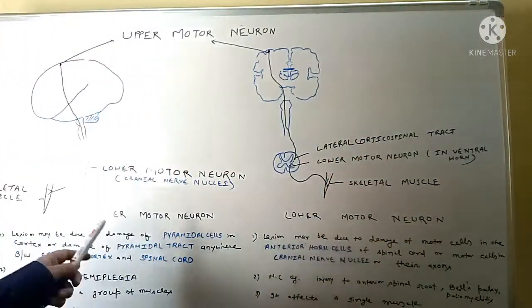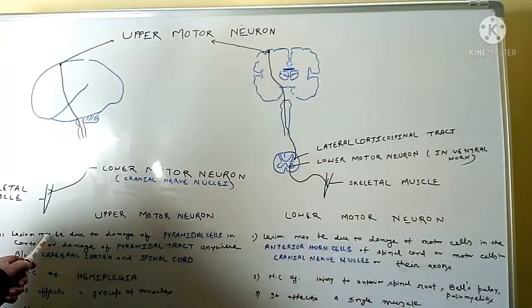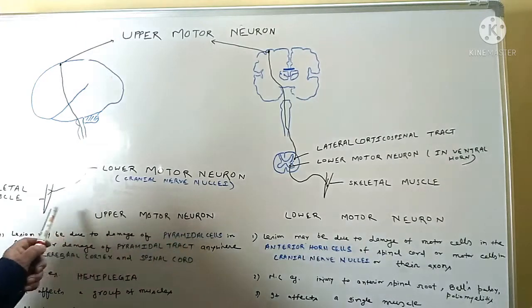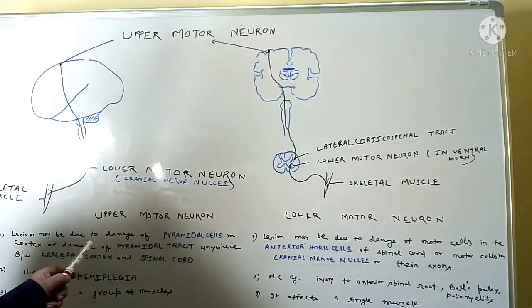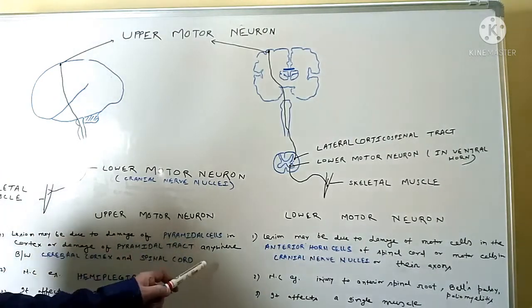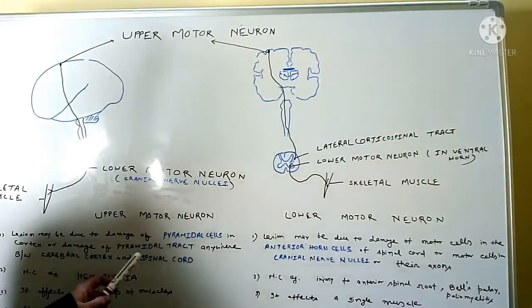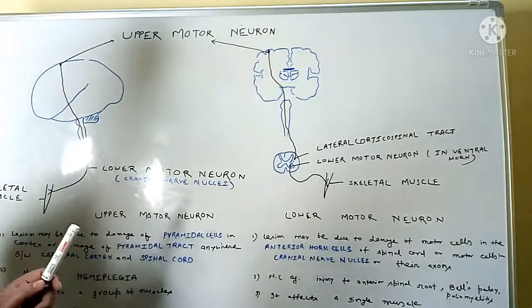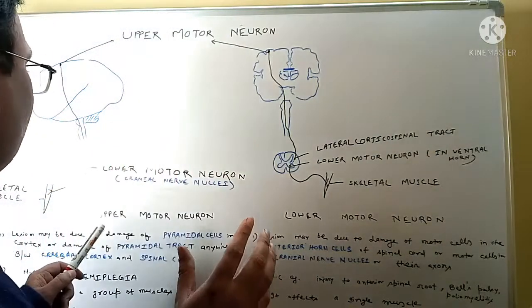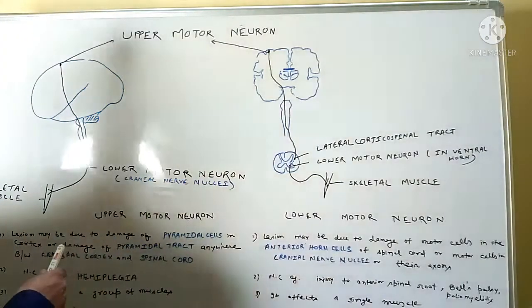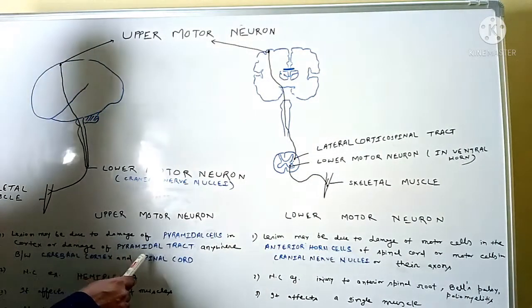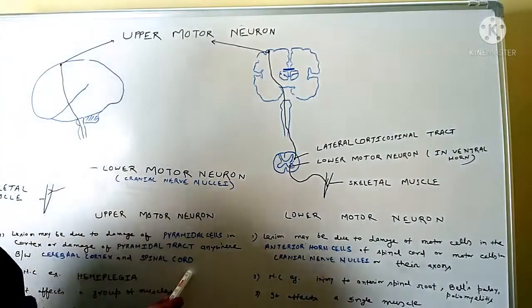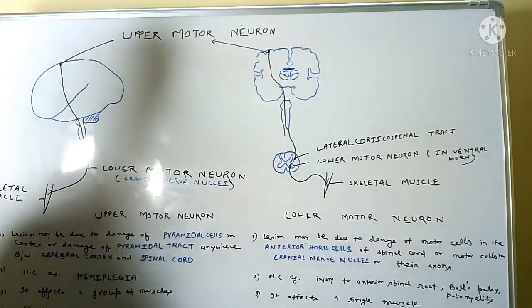The upper motor neuron lesion may be due to the damage of the pyramidal cells in the cortex or damage of the pyramidal tract anywhere between the cerebral cortex and the spinal cord. That is the upper motor neuron lesion.